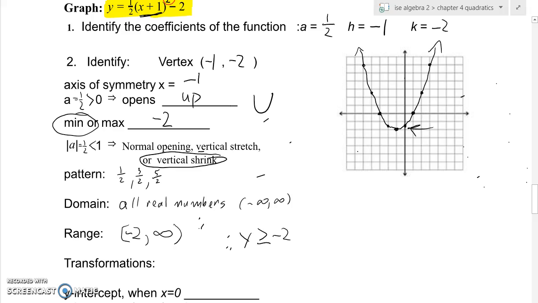Our transformations, we had a vertical shrink. Come on, pen. Vertical shrink by 1/2. And then we translated one left and 2 down.